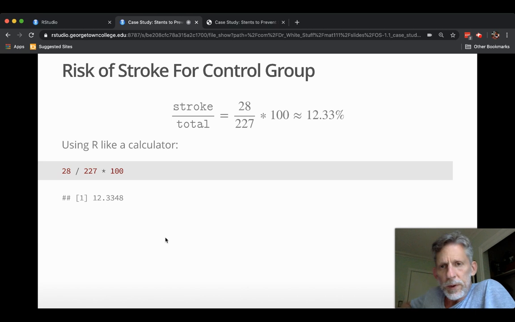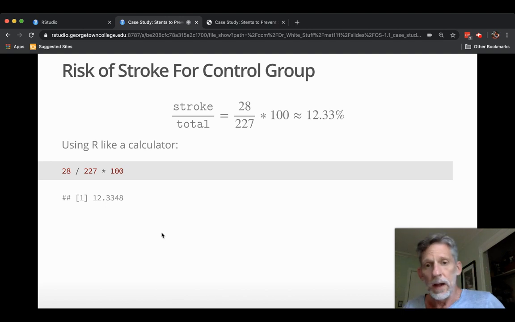So what we would like to do with that data is to make an estimate for the risk of stroke if you don't have a stent, and the risk of stroke if you do have a stent. First, let's start with not having a stent. So we use the control group for that.